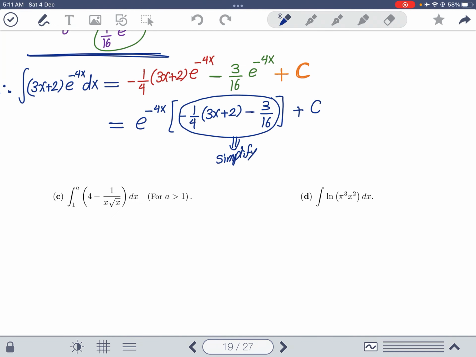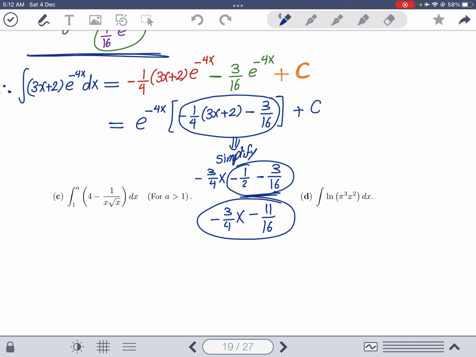Okay, so this will be minus 3 over 4x, and then 2 times 1 over 4 is minus half, minus 3 over 16. And so minus half minus 3 over 16 is minus 11 over 16. Because half is like, if you multiply by 8, it will be 8 over 16. And minus 8 minus 3 is minus 11. So minus 3 over 4x minus 11 over 16. You can just put it here and it becomes much nicer.